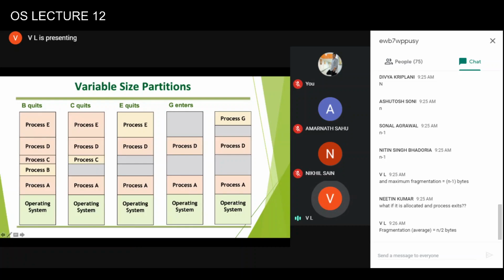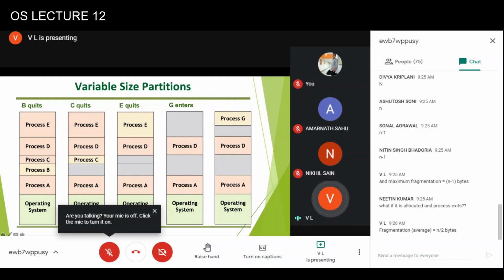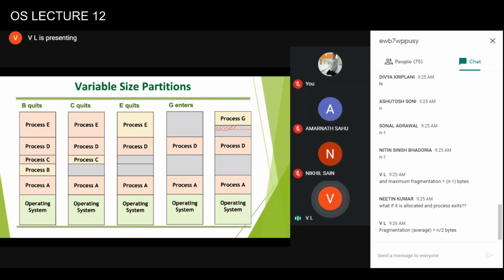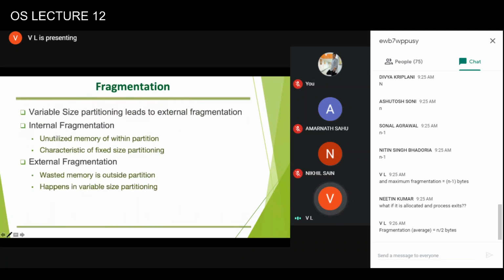At times, if another process comes and occupies this much space, then this remaining part is too small to allocate to any other process. So this will ultimately be a kind of waste. This is external fragmentation. Similarly, if two processes come, one here and another here, this might be the wasted space. After some time, small holes will start appearing. Some of the holes will become too small to accommodate any process, and they will be wasting space. This is known as external fragmentation. So internal fragmentation is unutilized memory within the partition, and external fragmentation is outside the partition.